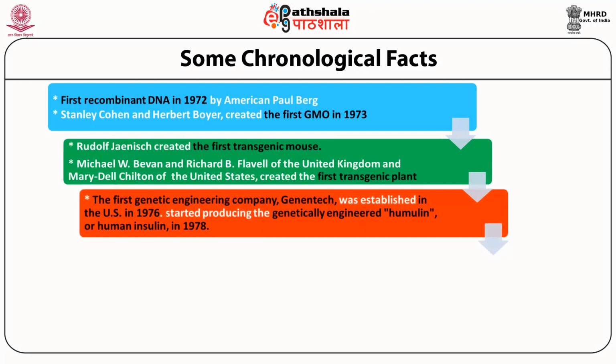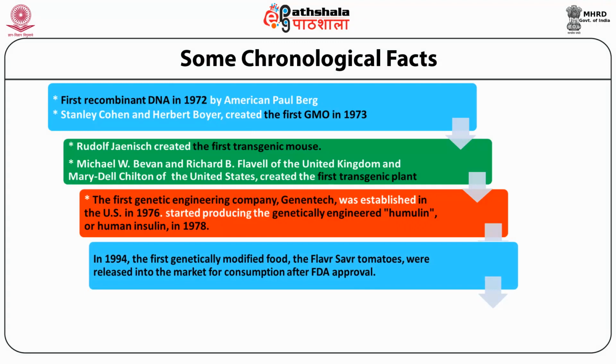In the year 1976, in the US, the first genetic engineering company, Genentech, was established, and in 1978 they started producing genetically engineered humulin, or human insulin, to be used by those suffering from diabetes. After a gap of, let's say, 15-20 years, in 1994, the first genetically modified food, Flavr Savr tomatoes, were released into the market for consumption after FDA approval in the United States.